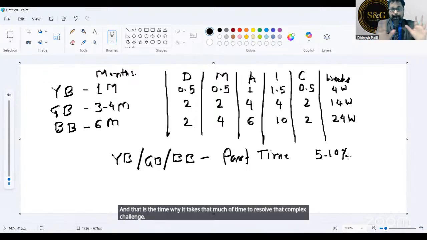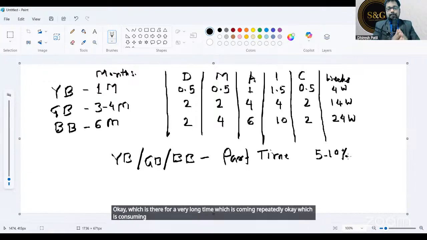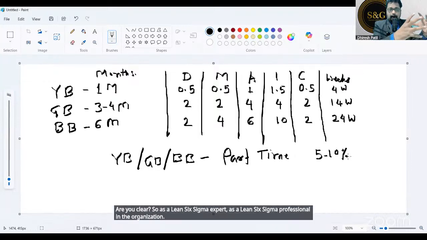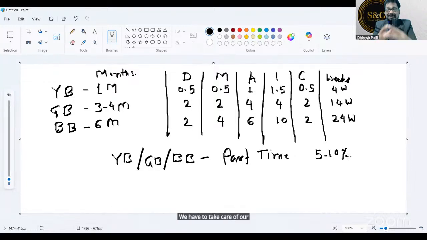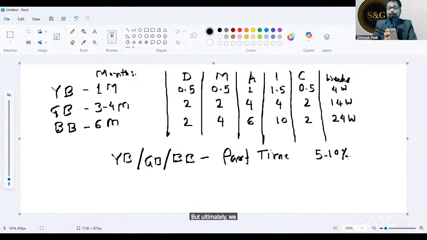See, we are dealing with a complex problem, okay, which has been there for a very long time, which is coming repeatedly, which is consuming a lot of resources of the company. So we are dealing with a complex problem, and with part-time resource allocation, we are driving the project. Are you clear? So as a Lean Six Sigma professional in the organization, we have to take care of our routine activities. Plus, additionally, of course, we get benefit of that in our career. We get better promotion, better hikes, etc. We can demand for that. But ultimately, we are working there in part-time roles.